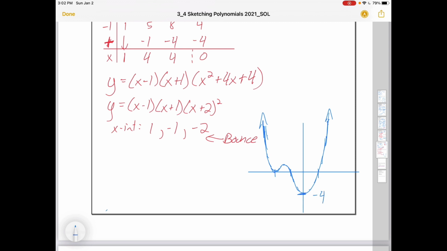Again, I don't know exactly where the turning points are, but that's a pretty good sketch. It's got the right axis intercept. It's got the right shape. We're good. You could check it on Desmos, and that's true for any of these graphing questions.